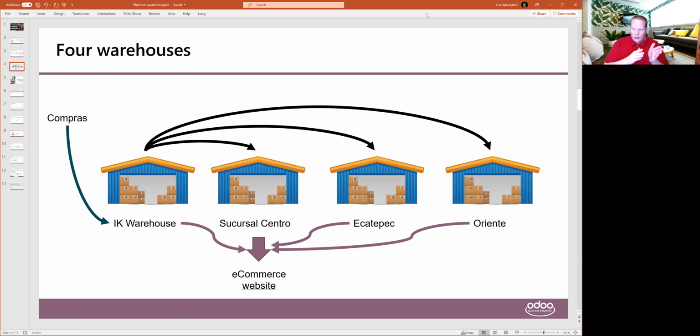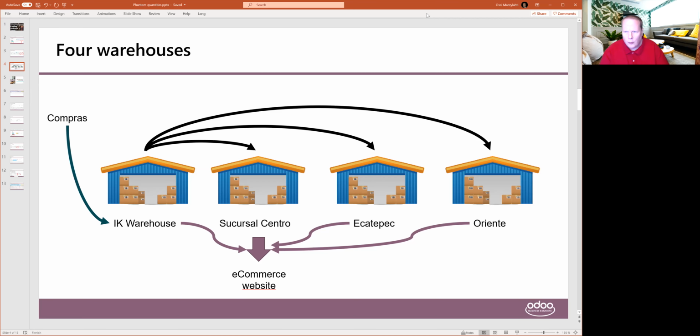From that warehouse, they were doing the internal transfers to Centro, Ecatepec, and Oriente, which are actually also physical locations. In Centro, Ecatepec, and Oriente, they had point of sale so that they are able to sell the merchandise, and therefore the warehouse quantities are important.